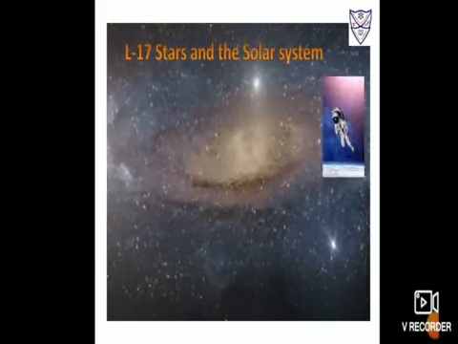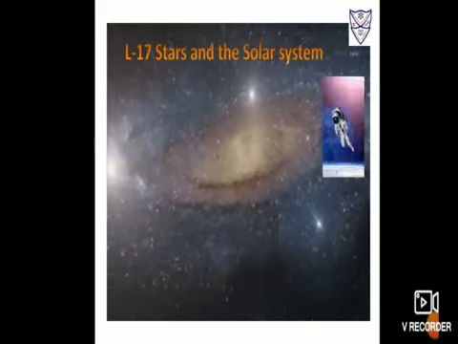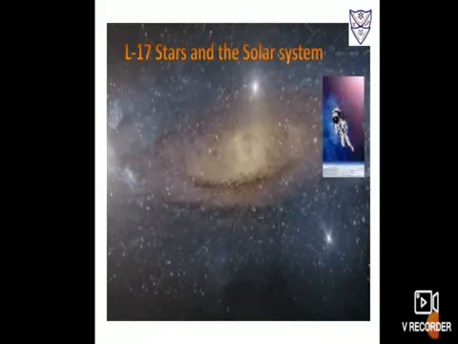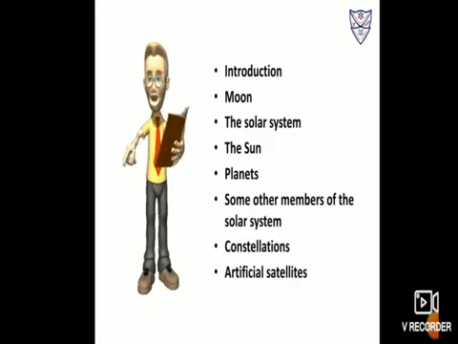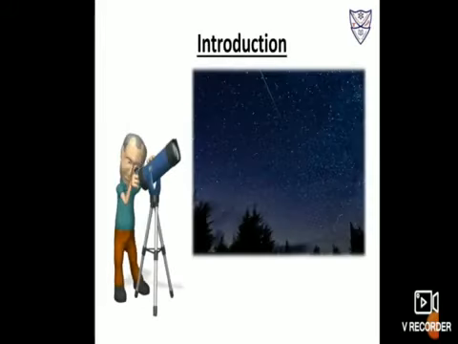Good afternoon, students. Today we are going to start with the chapter, lesson 17, Stars and the Solar System. In this chapter we are going to discuss the Moon, the solar system, the Sun, planets, some other members of the solar system, constellations, and last we are going to discuss artificial satellites. So students, let us begin with the chapter.